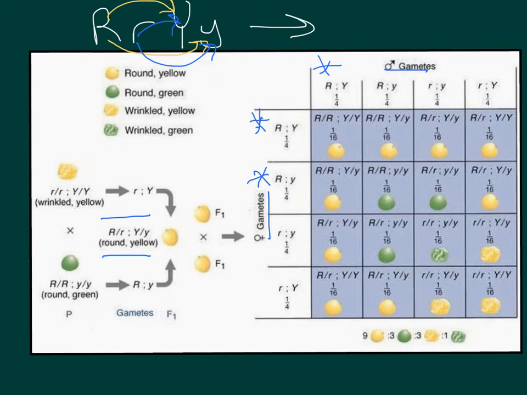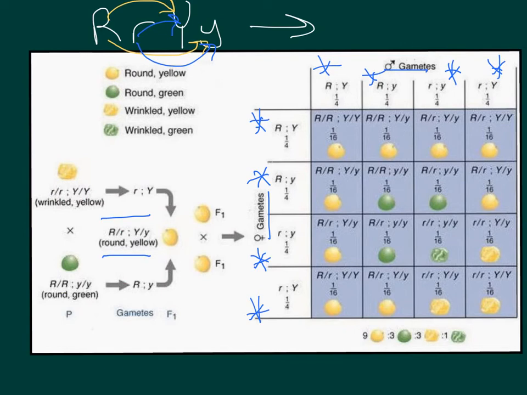Big R, big Y. Of course, you have another big R, big Y over here. Little r, little y, that's another possibility. And there's another little r, little y here. And these little r, big Y here, and little r, big Y here. These are all possible gametes for the particular plant that's heterozygous for both genes, here and here.